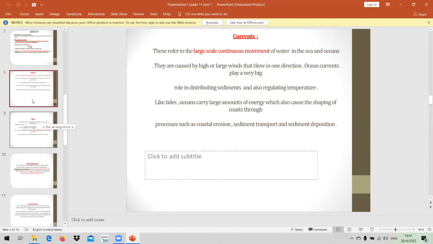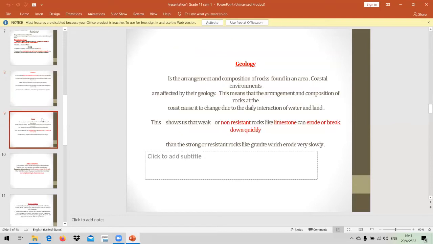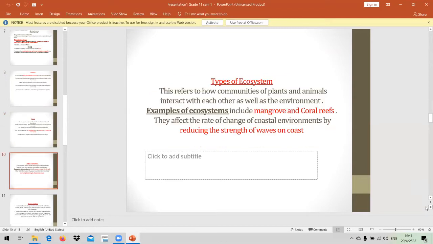Now, we learned about a few things, what causes them, and here we are to continue with the same currents. We defined what currents are, and we said these refer to the large scale continuous movement of water in the sea and oceans. So we shall move straight to our next part, and that is geology.